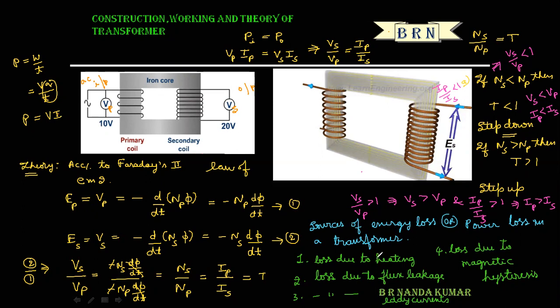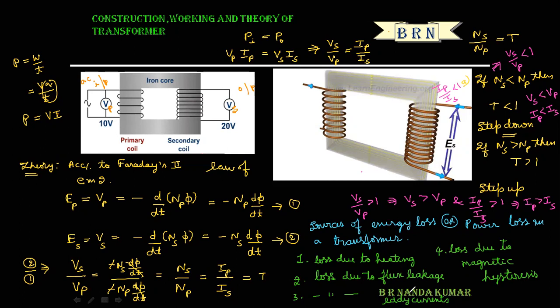Okay, so how to reduce the flux leakage? Flux leakage can be minimized by using a shell type core. So this loss can be minimized by using a shell type core.